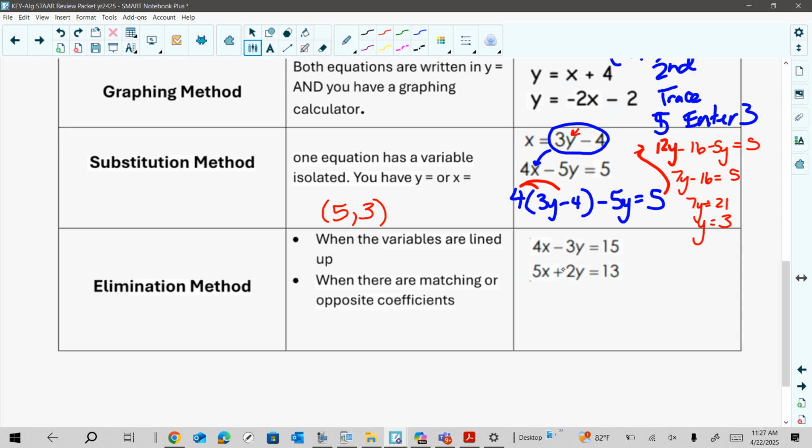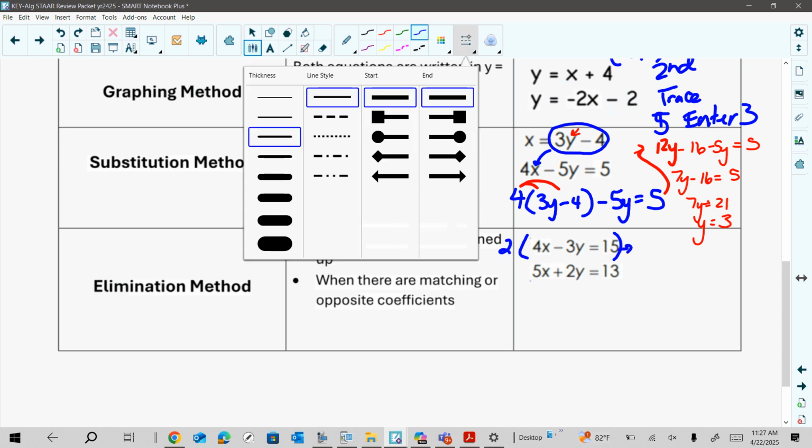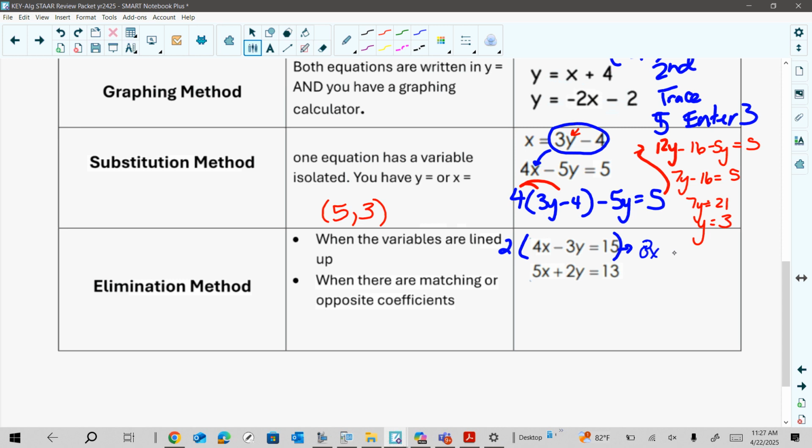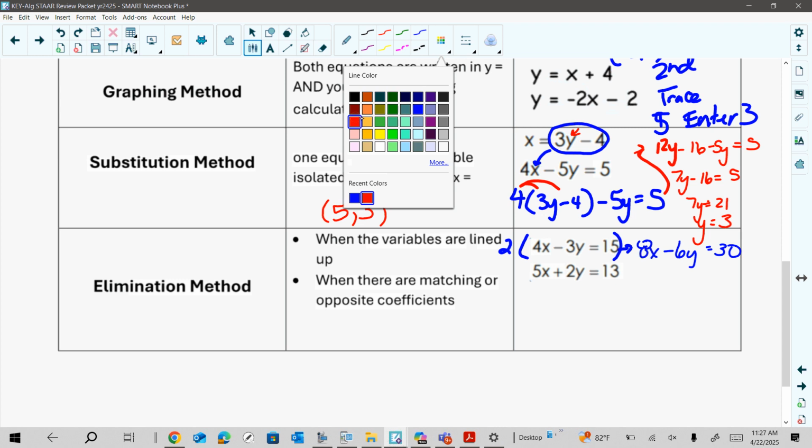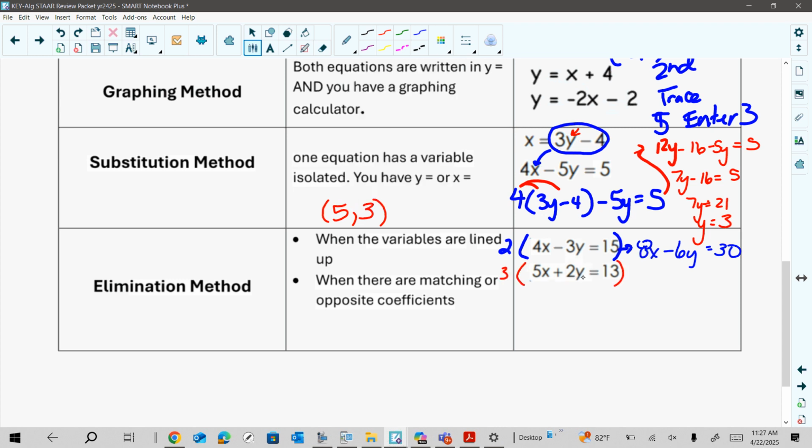Well, I see an opposite here with a minus and a plus, but then I need to multiply. See what does 3 and 2 have in common? That's 6. So that means I'm multiplying the top by 2. So this would become 8x minus 6y equals 30. And then the bottom, I'm multiplying by 3 to make that 2 a 6. So this becomes 15x plus 6y equals 39. So now I can add them to eliminate the y's. This is 23x equals 69.